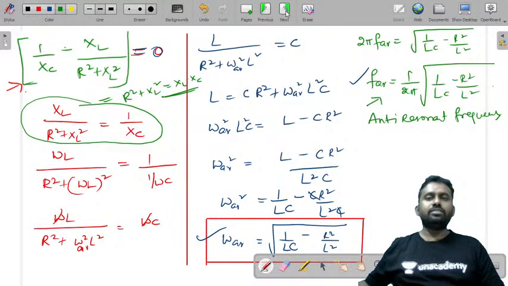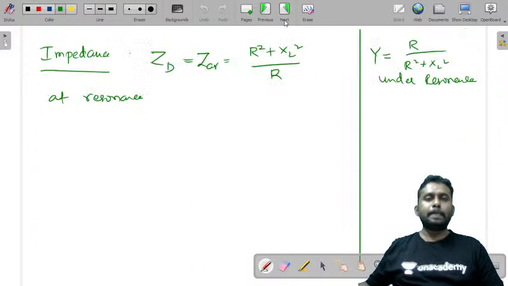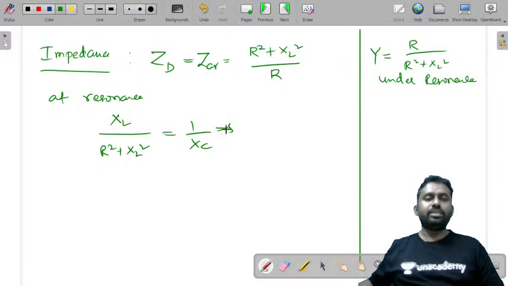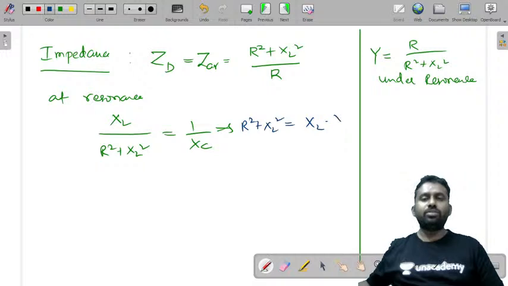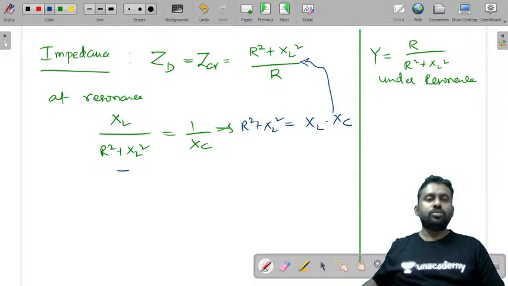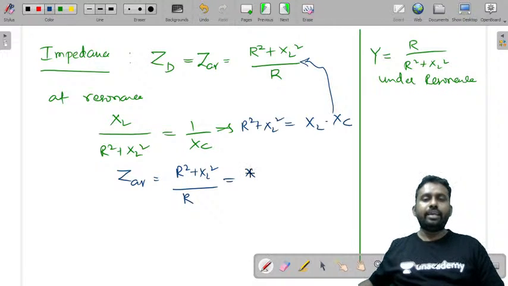We know under resonance the imaginary part, XL by R square plus XL square, is equal to 1 by XC. From this you can write R square plus XL square is equal to XL into XC. Just substitute this value here. So ZAR is equal to R square plus XL square by R, or XL into XC by R.